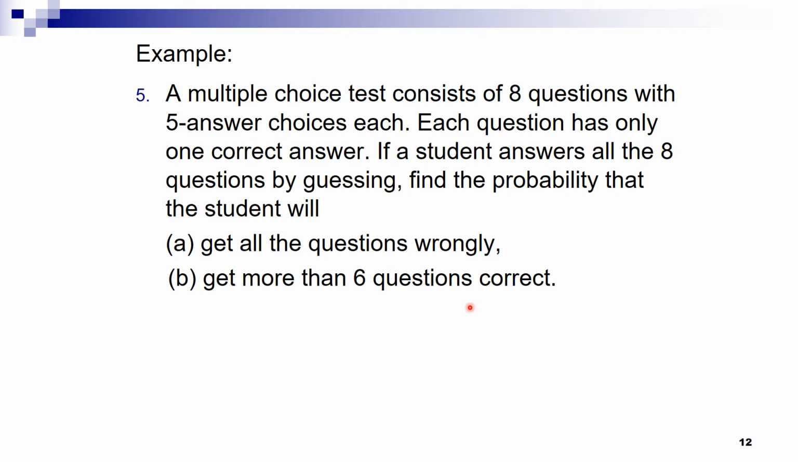So we look at the information given in the question. Okay, the student answers all the 8 questions. So your n is 8. Now, each question has 5 answer choices, and each question has only one correct answer. So the value of p, that is getting one correct answer, is 1 out of 5.